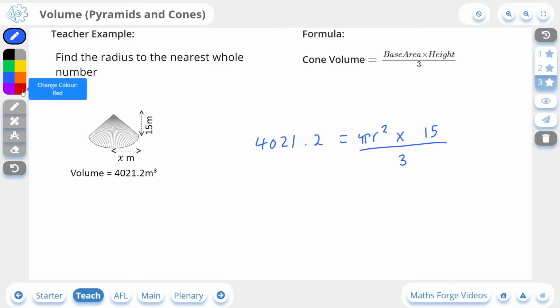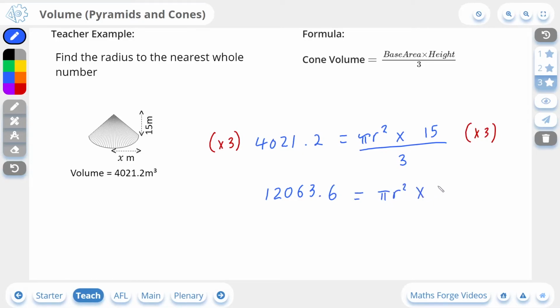The first thing we're going to do is get rid of this divided by 3. And we're going to do this by multiplying both sides by 3. This now gives us 12,063.6 on the left-hand side. And on the right-hand side, it gives us pi r squared times 15, since the divided by 3 and times by 3 have cancelled out.